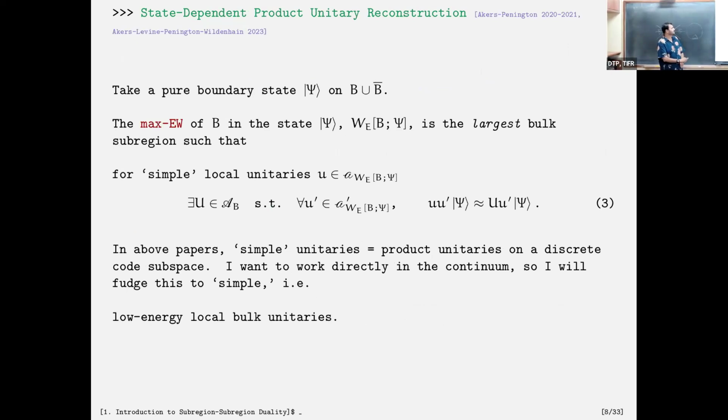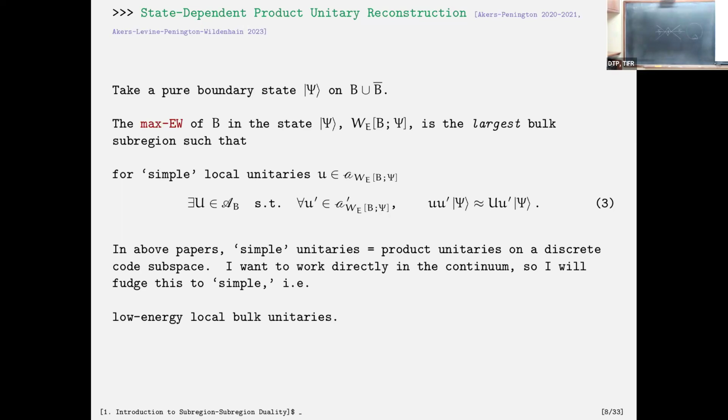Okay, good. So that was just reconstruction. Now I'll talk about reconstruction of subregions. Again, to repeat, we have a pure boundary state, capital Psi on capital B and capital B bar. And I define something called the max EW, which is the largest bulk subregion such that, suppose you give me any simple local unitary, where simple is not yet defined, there is a boundary unitary reconstructing the simple local unitary.